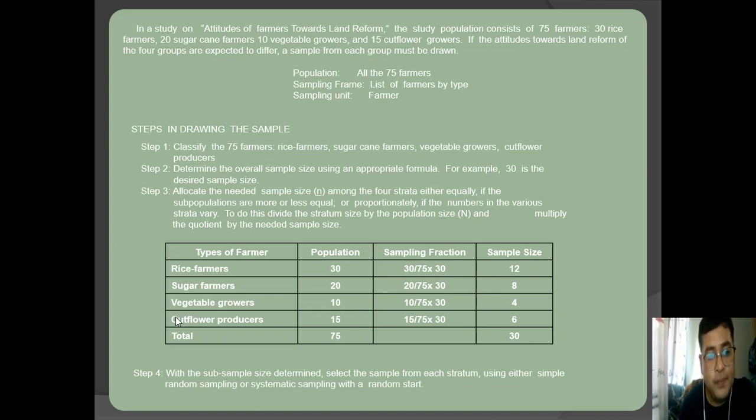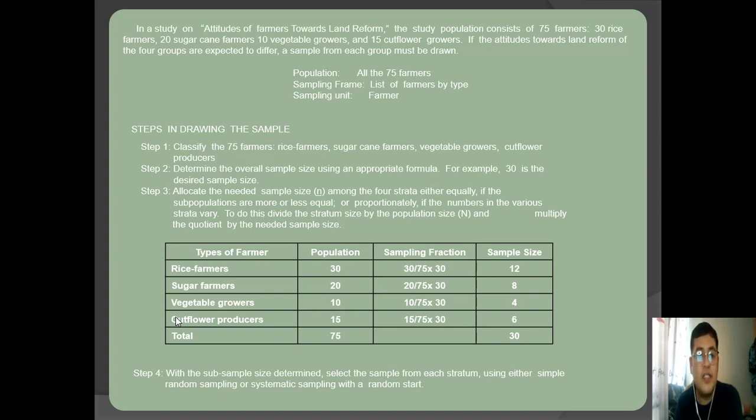So for example, in a study on attitudes of farmers towards land reform, so the study population consists of 75 farmers, 30 rice farmers, 20 sugarcane farmers, 10 vegetable growers, and 15 cut flower growers. If the attitude towards land reform of the four groups are expected to differ, a sample from each group must be drawn. So population, all the 75 farmers. Ang sampling frame natin is list of farmers by type. So madami siya by sugarcane farmers, vegetable farmers, and etc. So sampling unit natin is farmers.